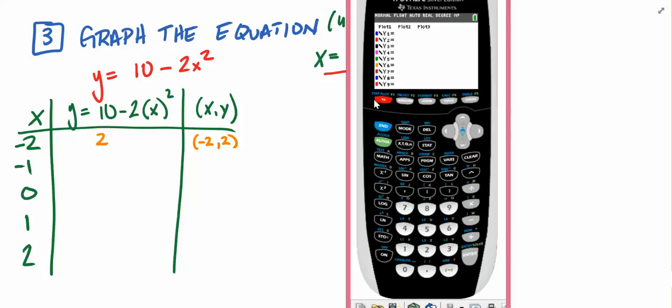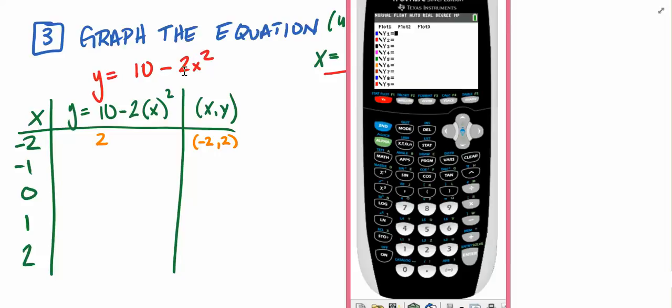Now, if there is an equation in here, then you can go ahead and clear it out just by pushing clear. The little subscripts here, the 1, the 2, the 3, and the 4, those are all just different equations you can plug into the calculator. So you can plug up to about 9 or 10, depending on what calculator you're using. So we're going to enter in the equation 10 minus 2x squared. So go ahead and do that right now.